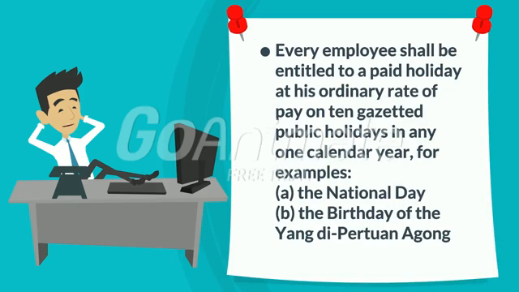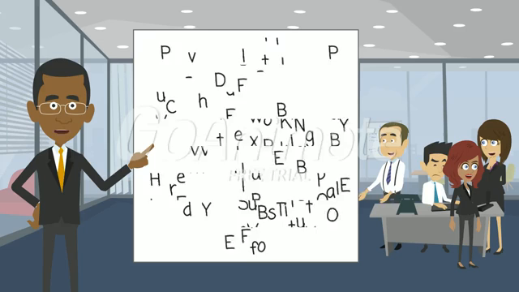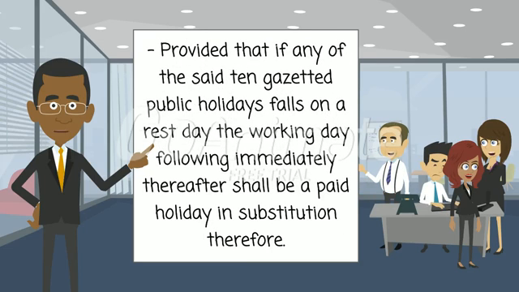Every employee shall be entitled to a paid holiday at his ordinary rate of pay on 10 gazetted public holidays in any 1 calendar year. For example, National Day and the birthday of the Yang di-Pertuan Agong. Provided that if any of the said 10 gazetted public holidays falls on a rest day, the working day following immediately thereafter shall be a paid holiday in substitution.